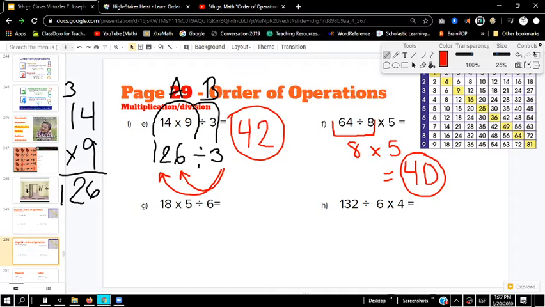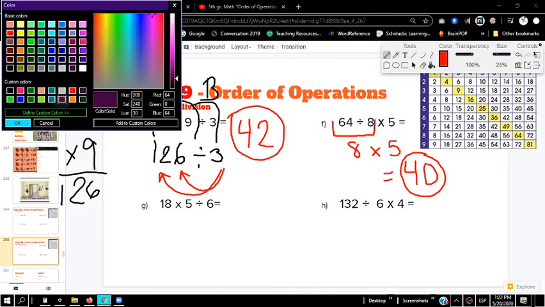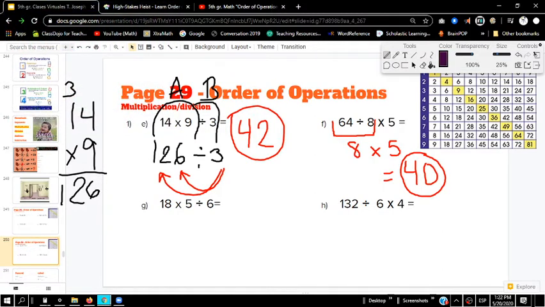Letter G is also a little bit more difficult because we are multiplying more complex numbers. Let me switch my color to purple this time. First, we're going to do 18 times 5. Let's do that right here. 18 times 5.